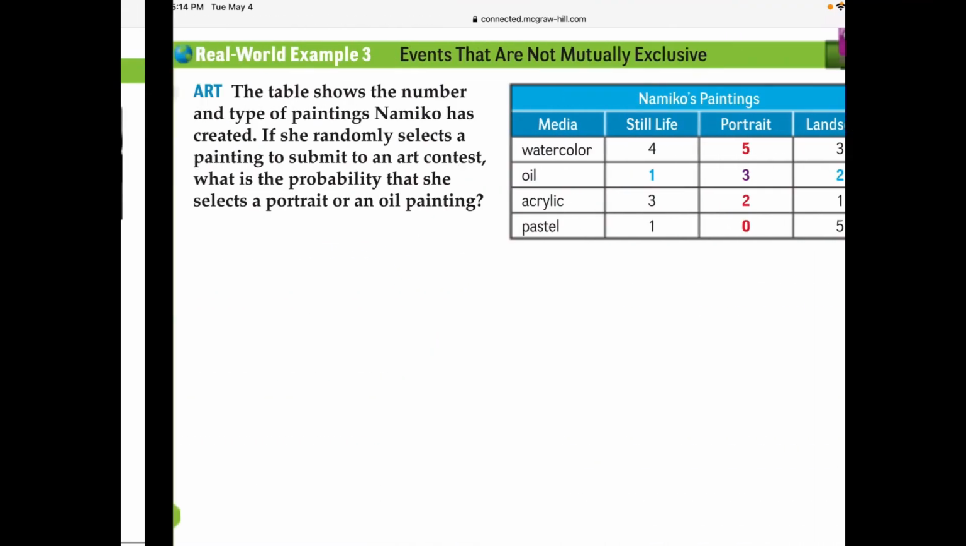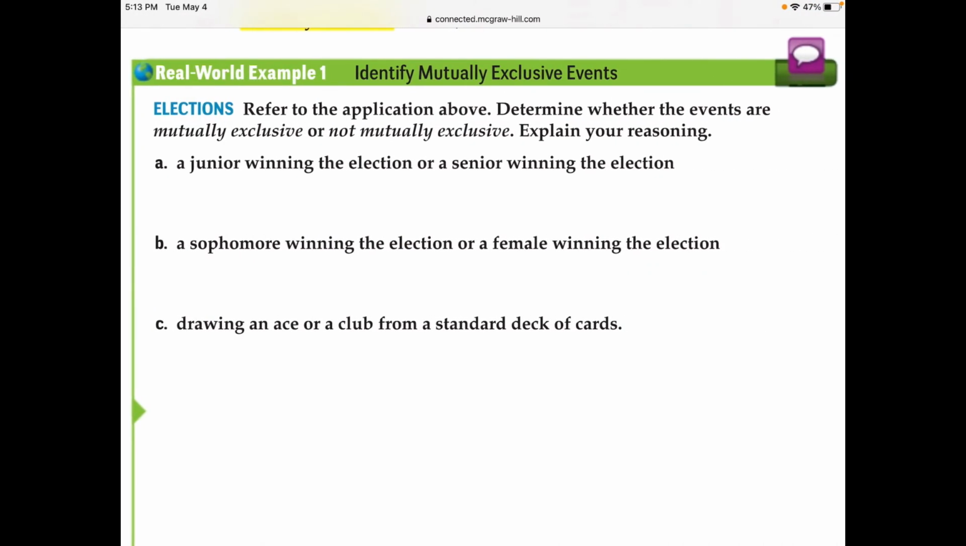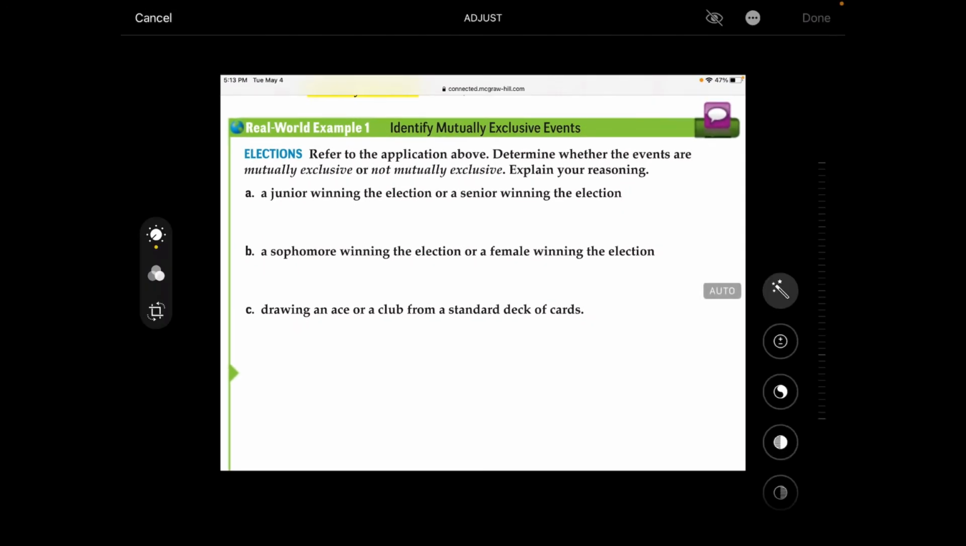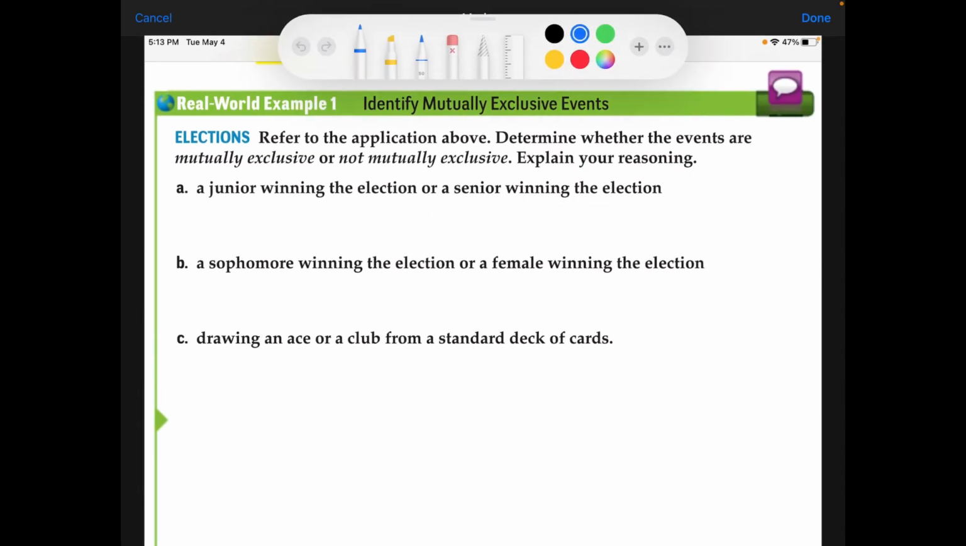All right, so let's do some examples on this. First, we want to just identify simply if something is mutually exclusive or not. A, it says a junior winning the election or a senior winning the election. Are these mutually exclusive or not mutually exclusive? Well, these events are mutually exclusive. There are no common outcomes. A student cannot be both a junior and a senior. So I'm going to just abbreviate this. I'm going to say this is ME, mutually exclusive. Okay?